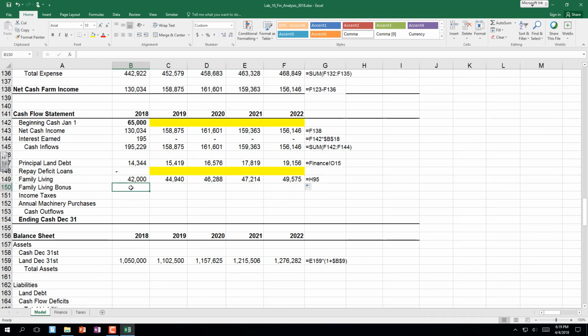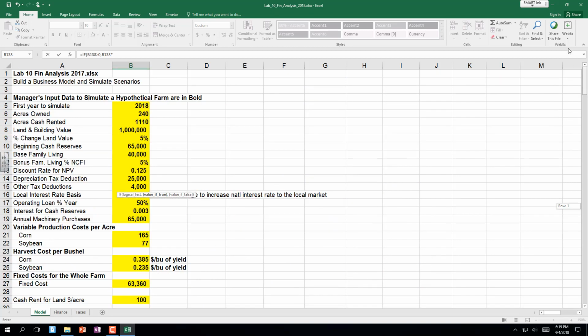Now I have a bonus. Remember there was a 5% bonus? So it has to be an if statement. If, spell it right, James. If net cash income is greater than 0, then I'm going to take net cash income and multiply it by a fraction. That fraction is way up there in the yellow section.